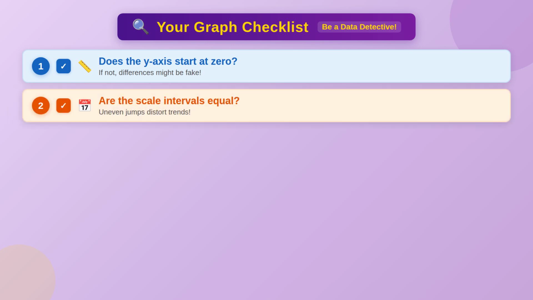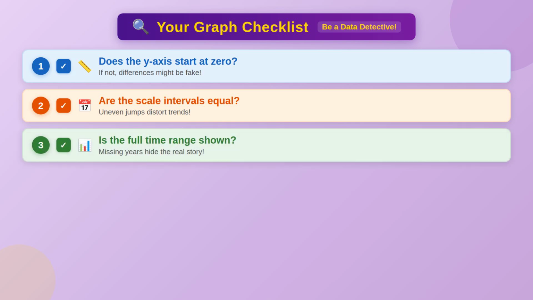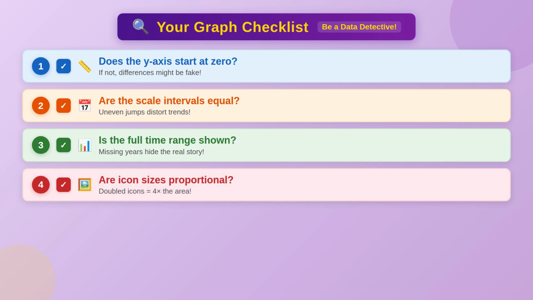Maya now has a superpower. She knows exactly what to look for. And guess what? So do you. Here's your 4-question graph checklist.